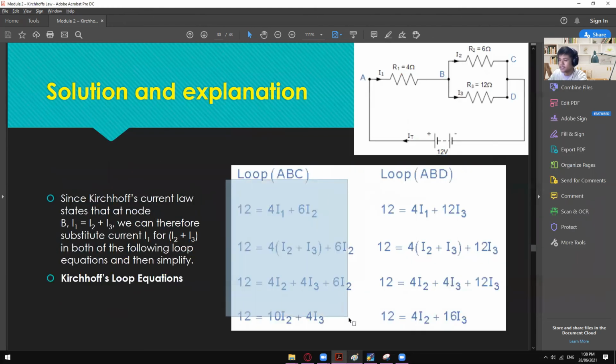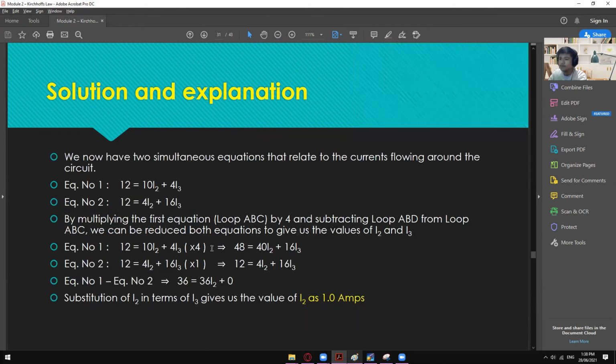And then here is the simplified version of that one using those values. After that, you can now apply two simultaneous equations. In here, I did show the solution for the two simultaneous equations. I multiplied equation number 1 by 4, and this one by 1, so I didn't do anything to it. So why did I do that? For me to be able to eliminate the I sub 3.